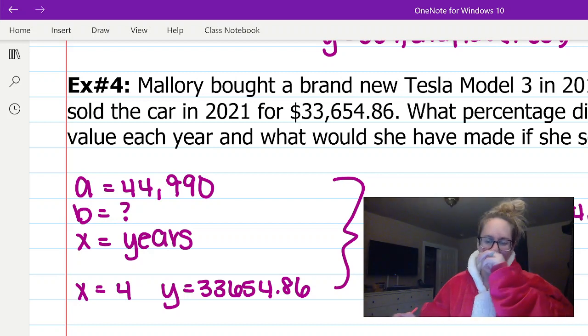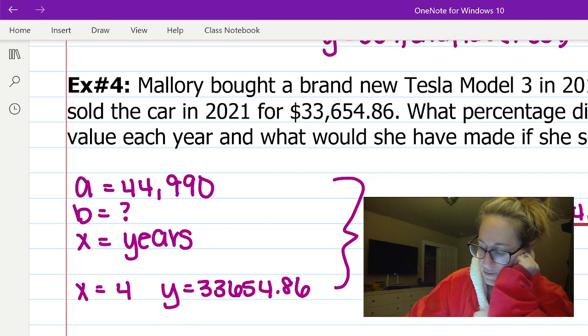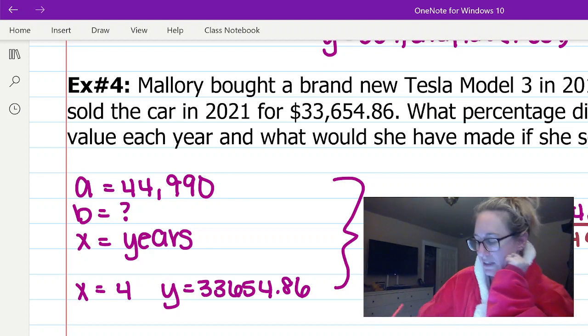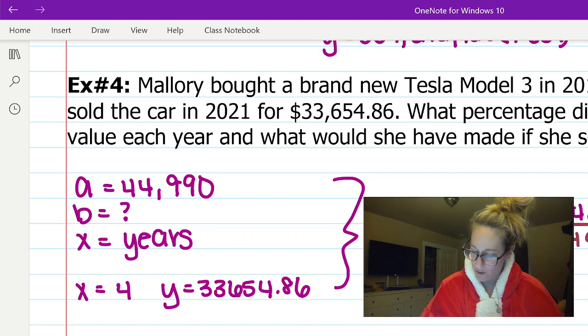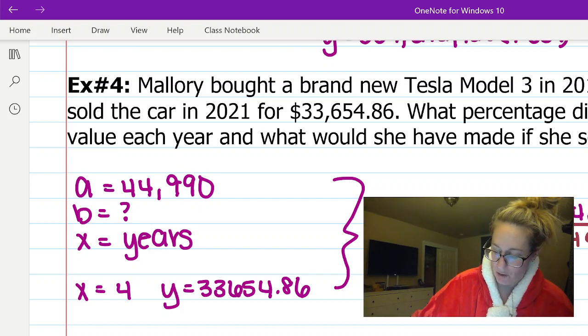All right, so now we are trying to solve for our B value. So we're going to go ahead and divide by 44,990 on both sides. All right, so we've got 33,654.86 divided by 44,990. All right, that's going to give us 0.74805 equaling b to the 4th.